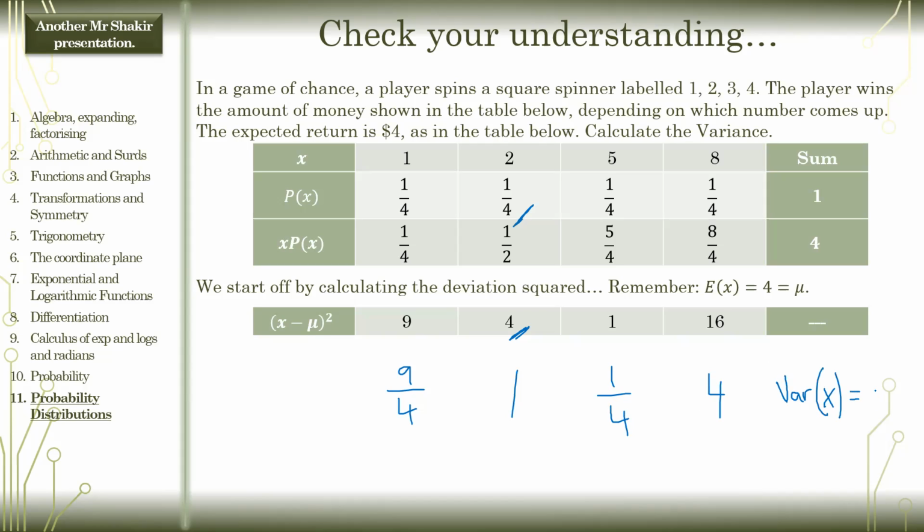Add them up. So it's 9/4 plus 1 plus 1/4 plus 4, which will be 10/4.